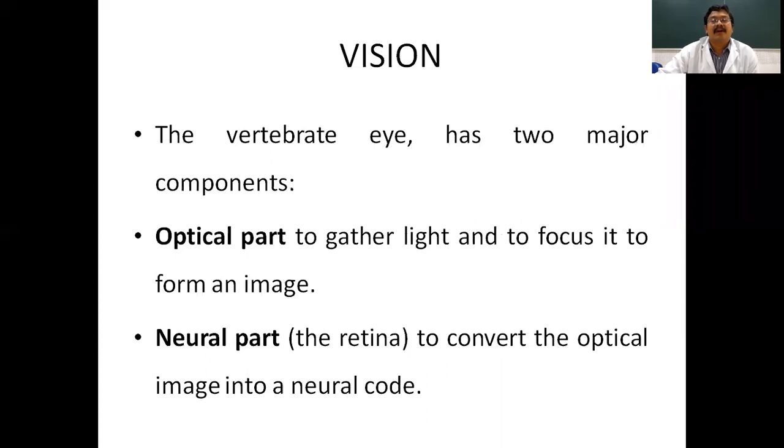Vision in vertebrates has two major components: one is the optical part, and the other is the neural part. The optical part focuses to form the image on the neural part. The neural part converts the image into neural coding.